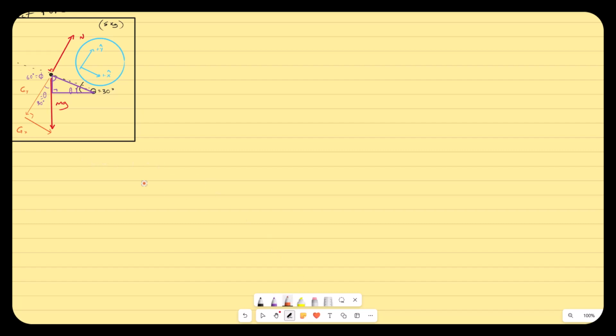So now I'm looking at this triangle, mg is the hypotenuse, which means mg is the vector that I have to break into components. This gx is just going to be mg times the sine of 30 degrees, because it's the opposite to the angle, and gy is going to be mg cosine 30 degrees. And now I do have everything I need.